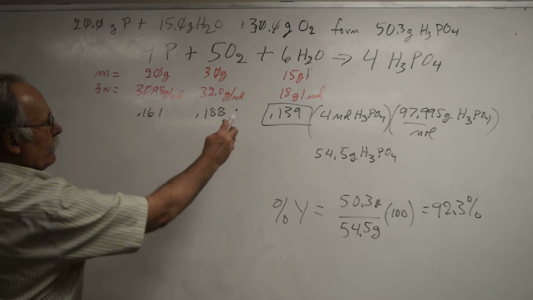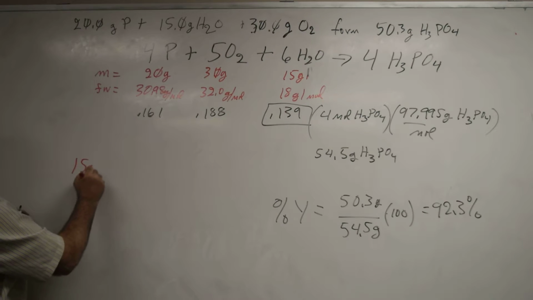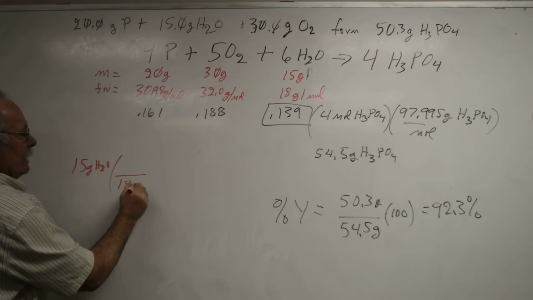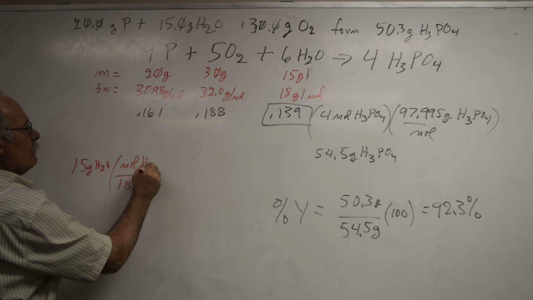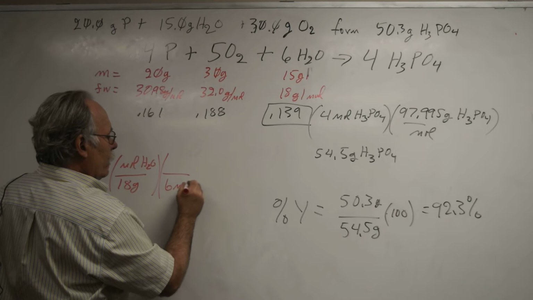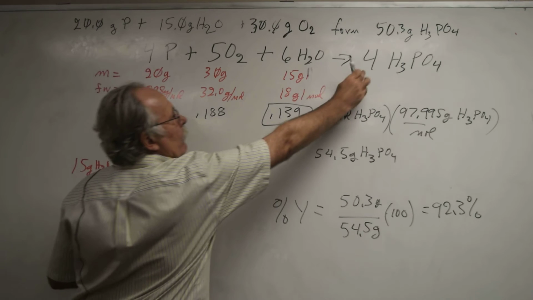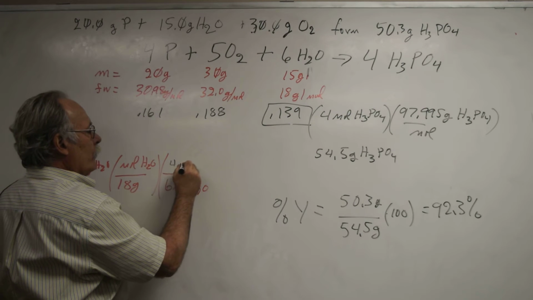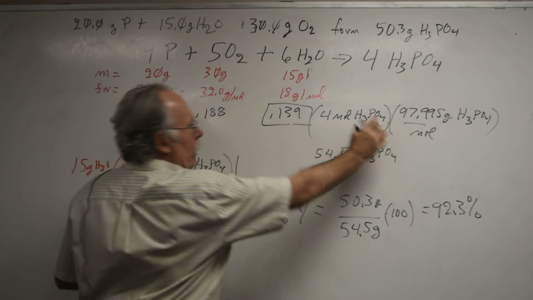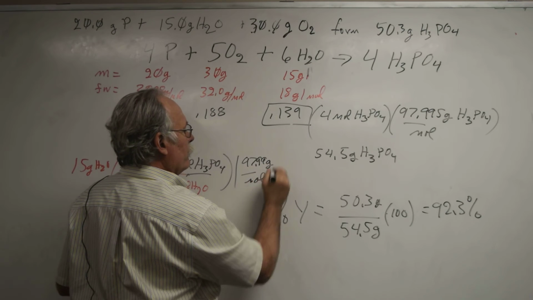You could say 15 grams of water. I'll write it here in red. I have my 15 grams of water, and I divide by its molar mass, 18 grams per mole of H2O. Then you divide by its coefficient, 6 moles of H2O, and that number was this number. Then you multiply by the coefficient of the thing you want, 4 moles of H3PO4, and you multiply by 97.99 grams per mole.